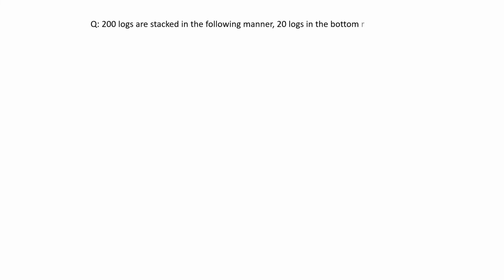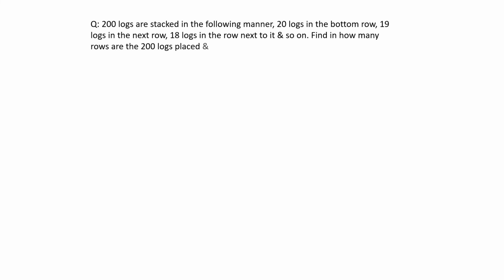200 logs are stacked in the following manner: 20 logs in the bottom row, 19 logs in the next row, 18 logs in the row next to it, and so on. Find how many rows there are in which the 200 logs are placed, and how many logs are in the top row.